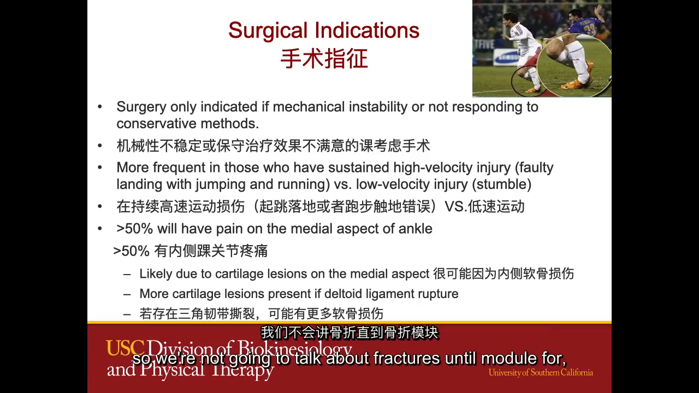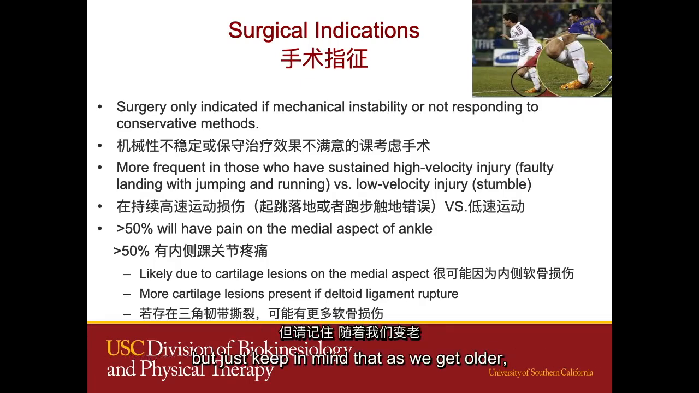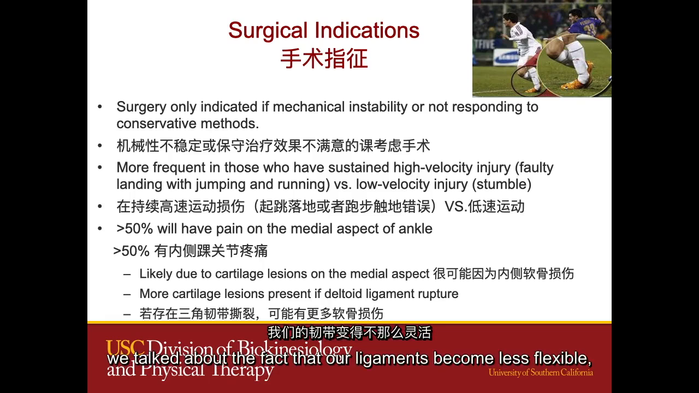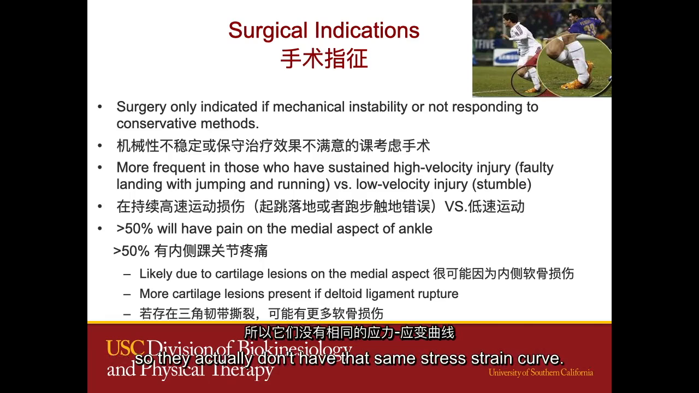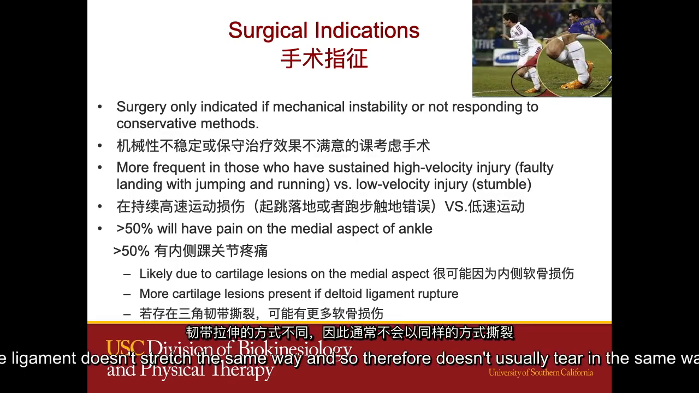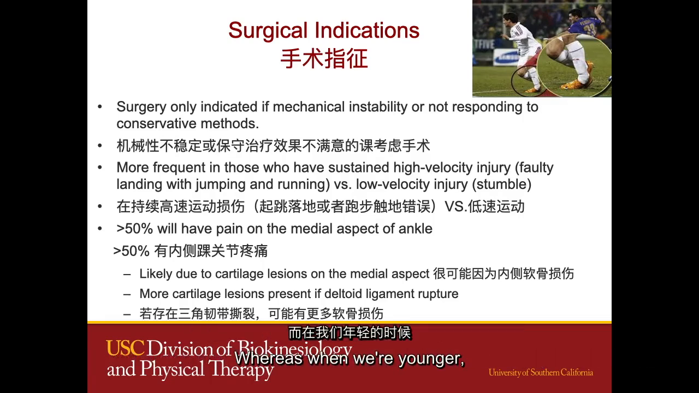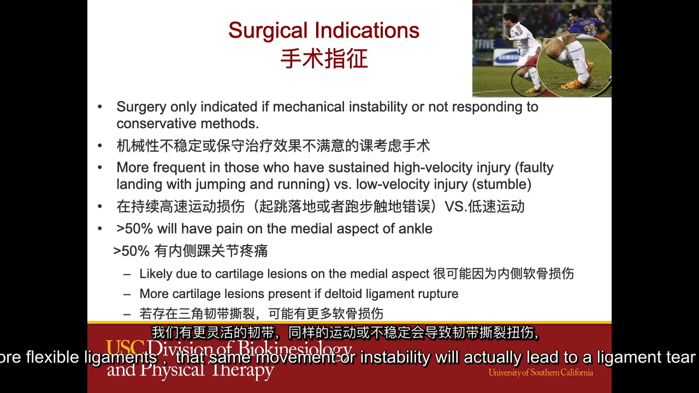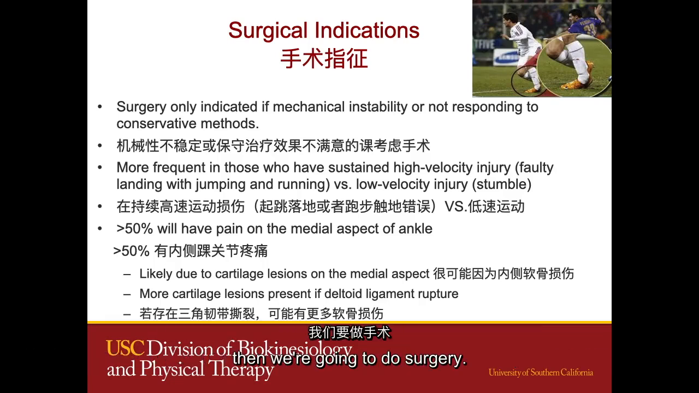So we're not going to talk about fractures until module 4, but just keep in mind that as we get older, we talked about the fact that our ligaments become less flexible. So they actually don't have that same stress-strain curve that we talked about with the ligament lecture. And so as we get older, the ligament doesn't stretch the same way, and so therefore doesn't usually tear the same way. And instead, we end up with fractures. Whereas when we're younger and we have much more flexible ligaments, that same movement or instability will actually lead to a ligament tear, sprain. And again, if it's bad enough, then we're going to do surgery.